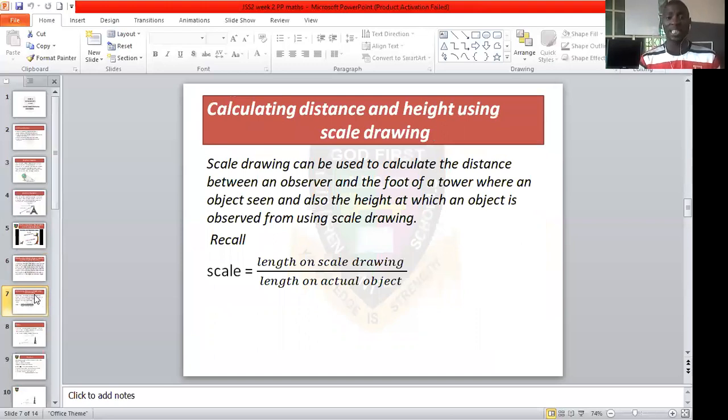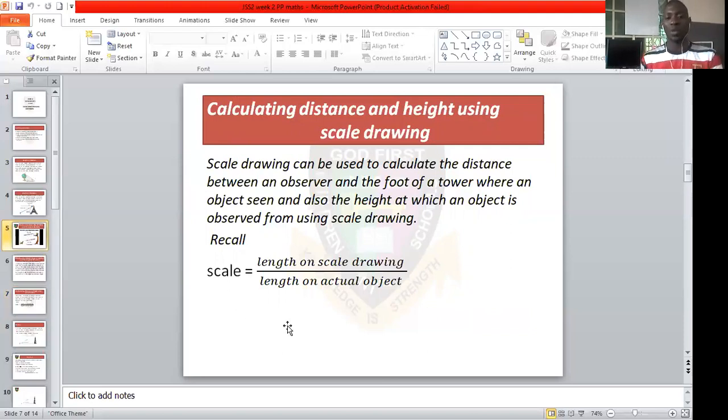I will explain the scale drawing to you once again. I believe we've done that in our previous term in mathematics. I'll just brief through. Scale drawing can be used to calculate the distance between an observer and the foot of a tower where an object is seen, and also the height at which an object is observed, using a scale drawing. We all know what the distance is. Let me take you through the drawing again.